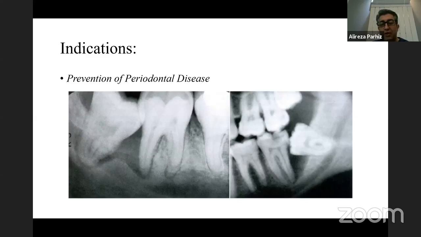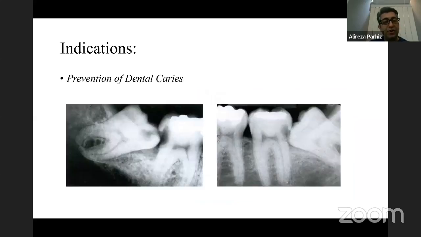Here, we have a mesioangular third molar, as you see, with resorption of the distal bone of the second molar. In this situation, the patient will lose the second molar. So, to prevent such a catastrophe, we prefer to remove the third molar before this. Another indication is prevention of dental caries, as you see that because of close contact between the third and second molar, we have caries in the distal part of the second molar and also in the crown of the third molar.